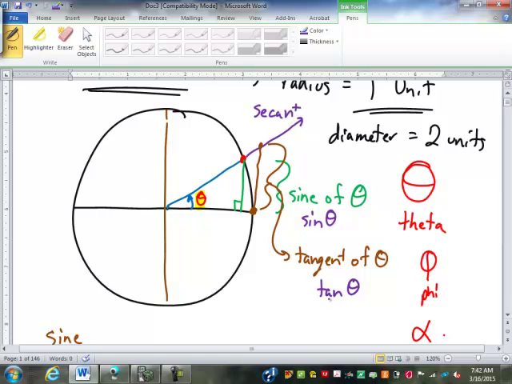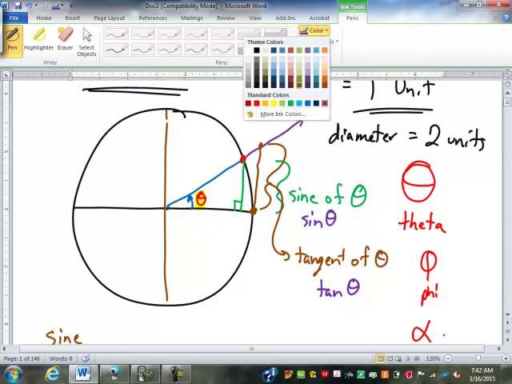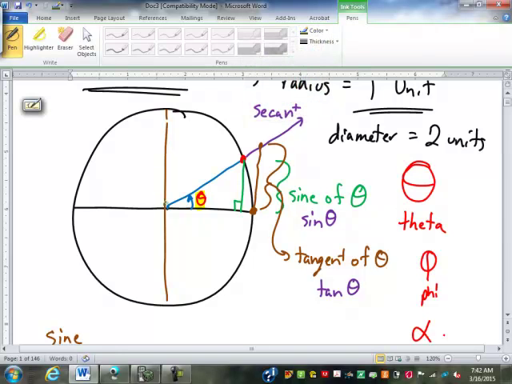And you might have guessed by now, the distance from the center of the circle to where that tangent line intersects the secant. That length is the secant of our angle theta, often abbreviated SEC theta.